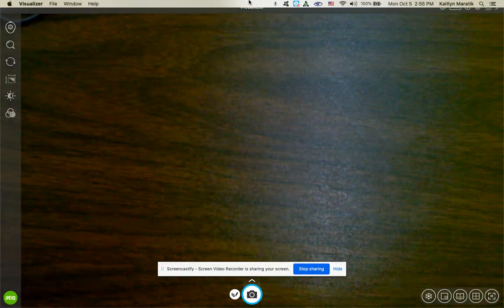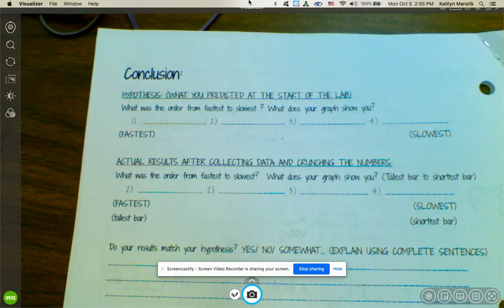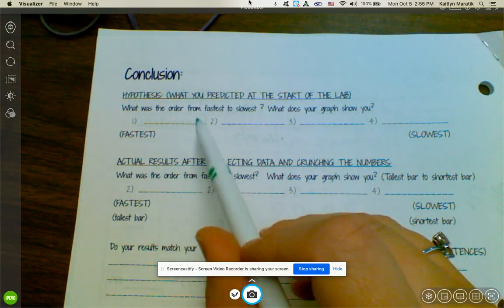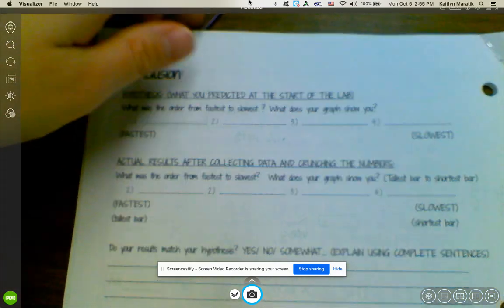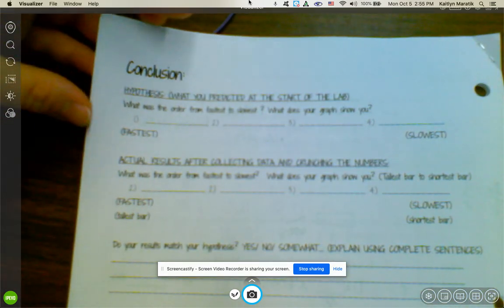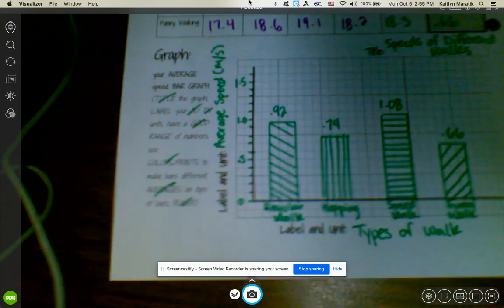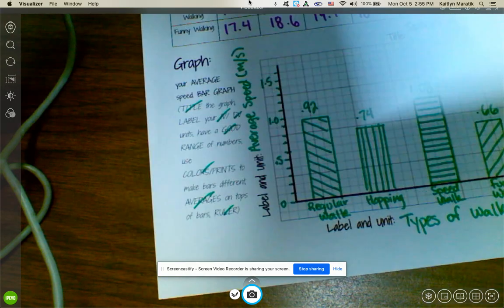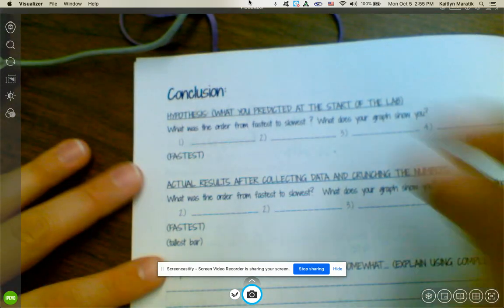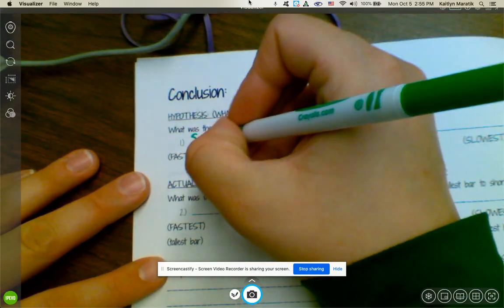Now on the back, time to wrap it up. So our conclusion. What was the order from fastest to slowest? What does your graph show you? So if I look at mine, my fastest is going to be speed walk, followed by regular walking, hopping, and funny walking. So yes, I'm going to write the whole thing out. Speed walk.